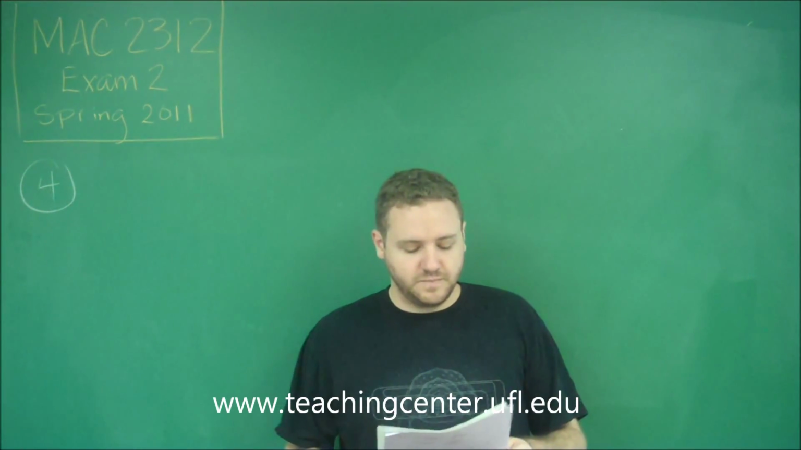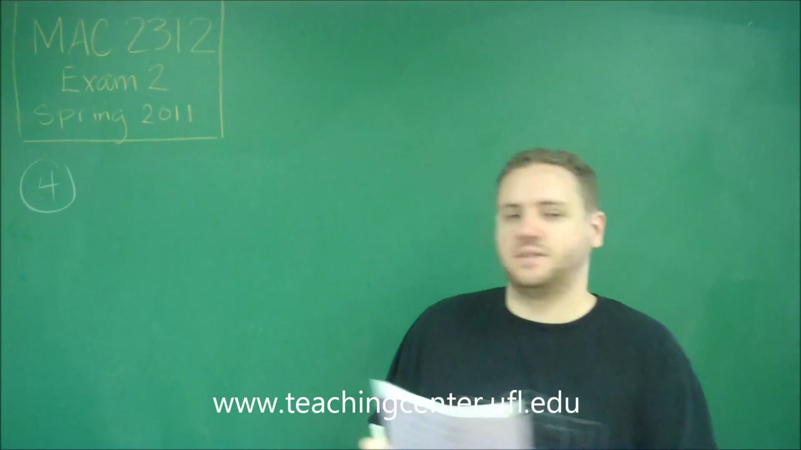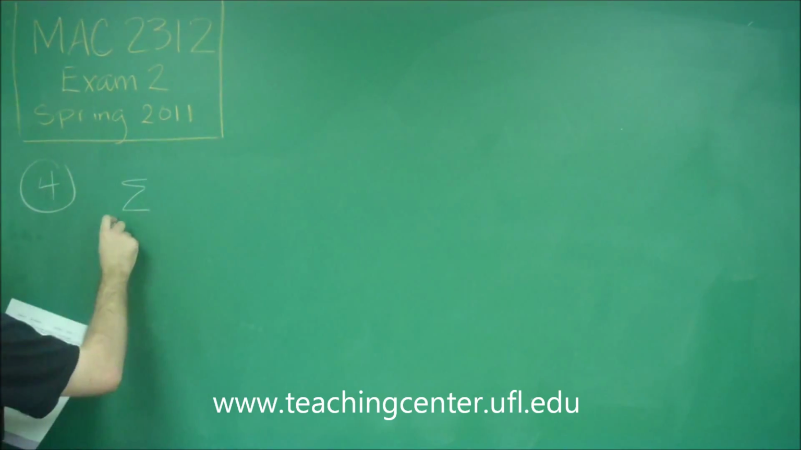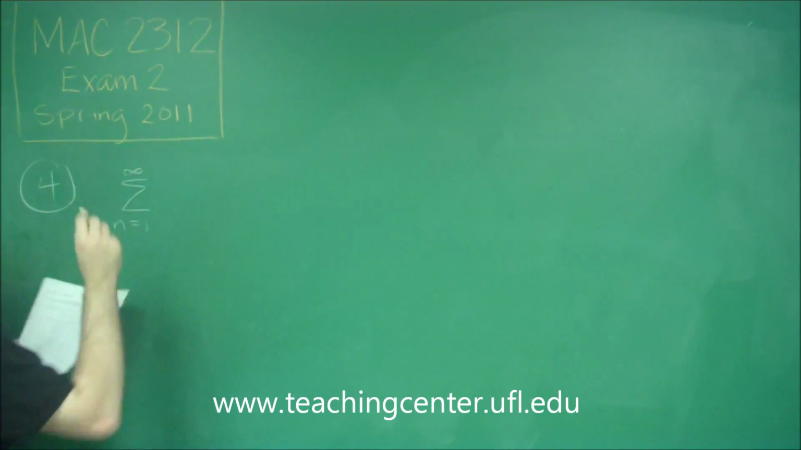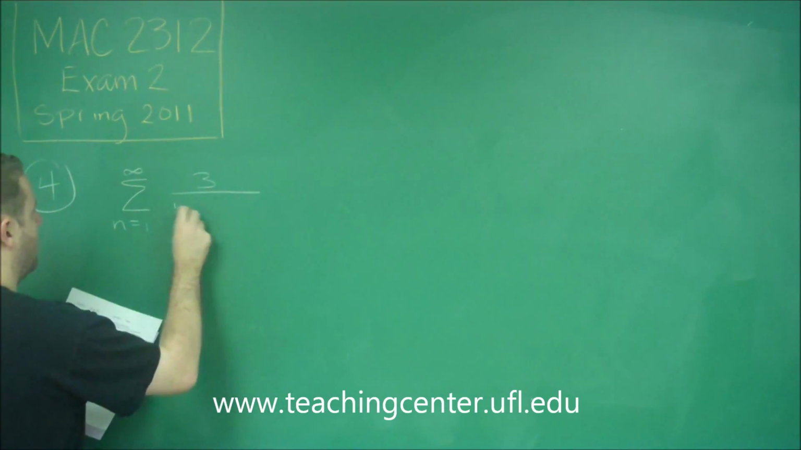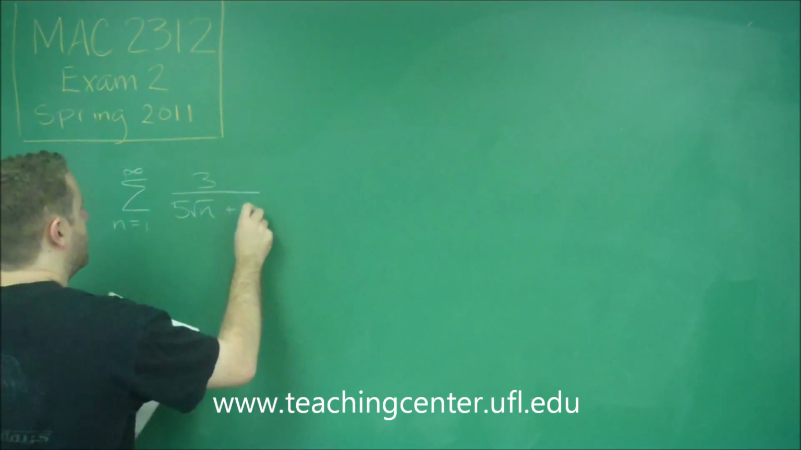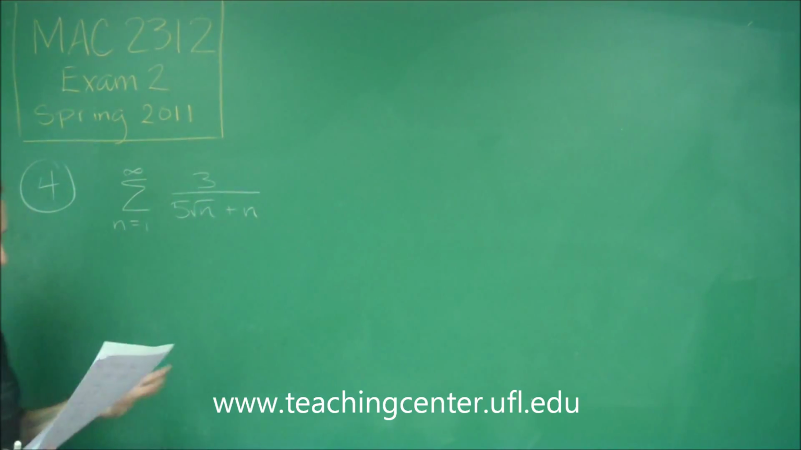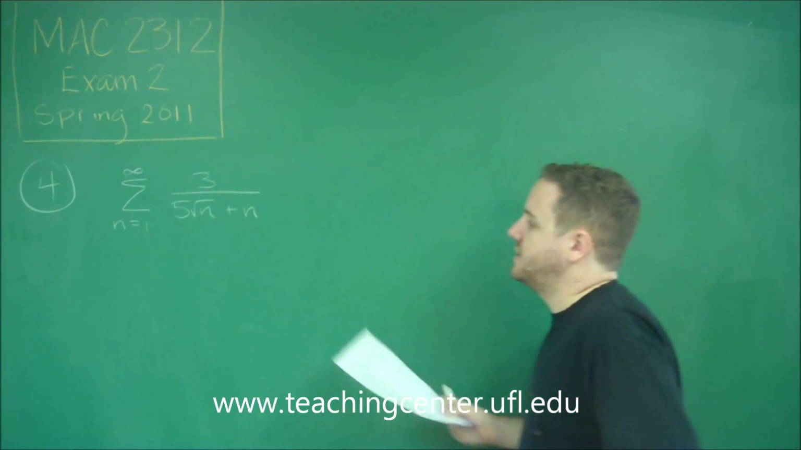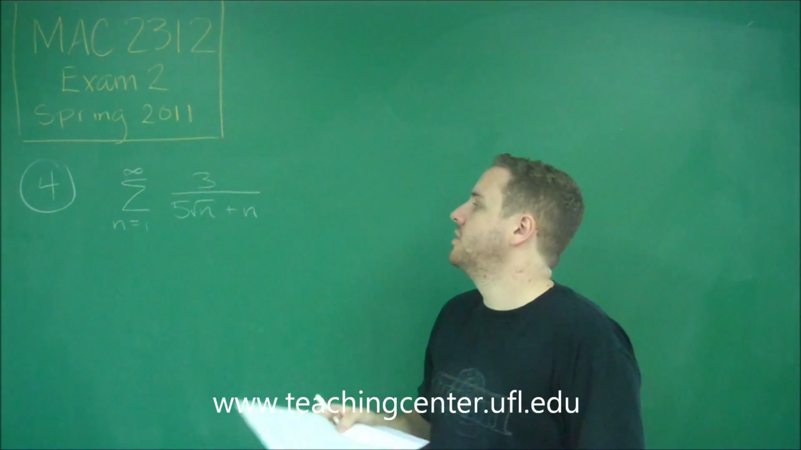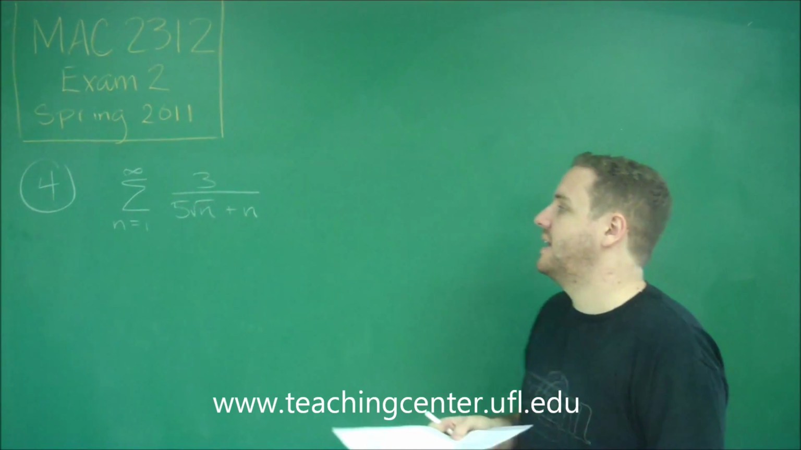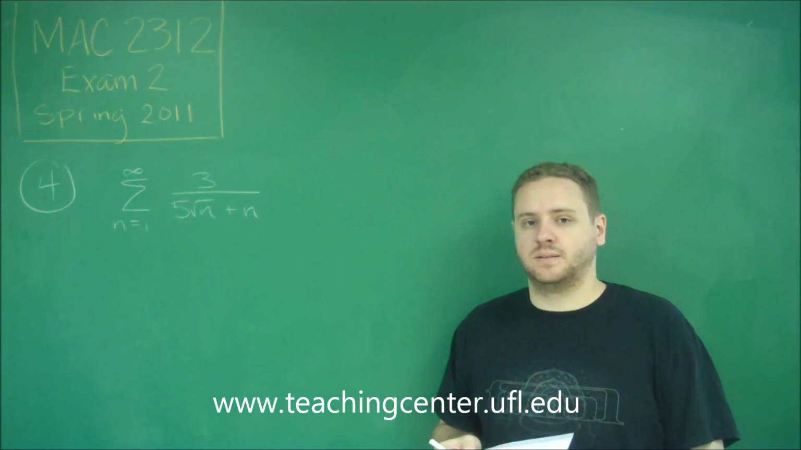Okay, for number 4, we want to find whether the series converges. Let me write this out for you real quick. So we have the series as n goes from 1 to infinity of 3 over 5 root n plus n. So we just want to know if this converges and by which test. So this function looks similar to a p-series, kind of. And in that case, we want to use the comparison test.